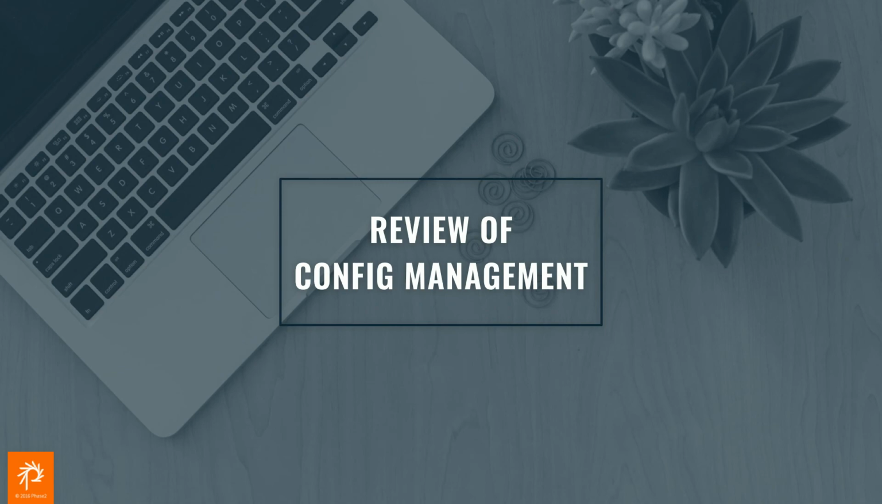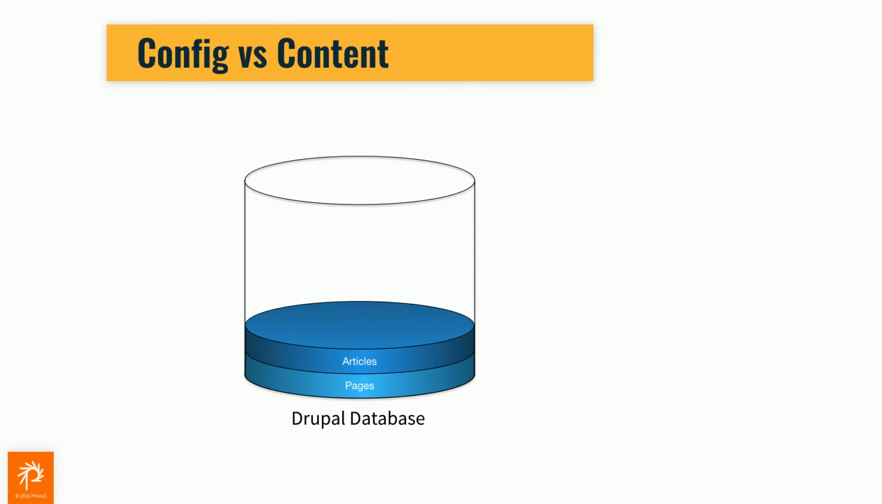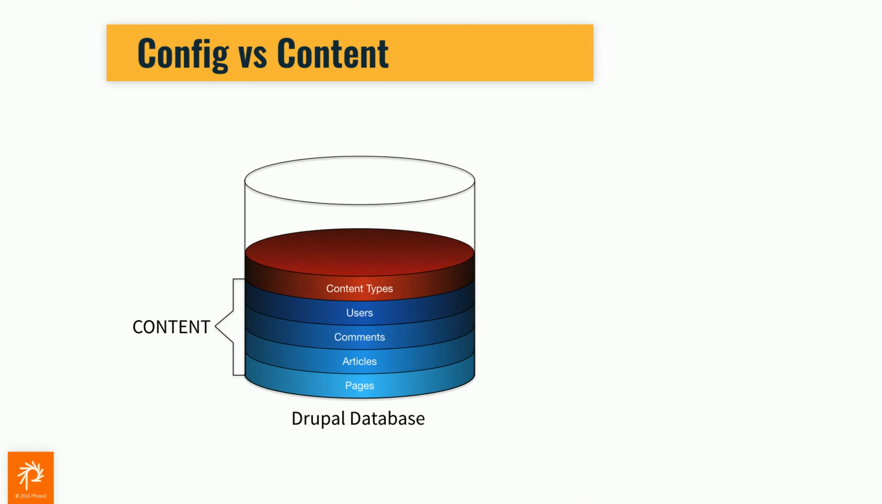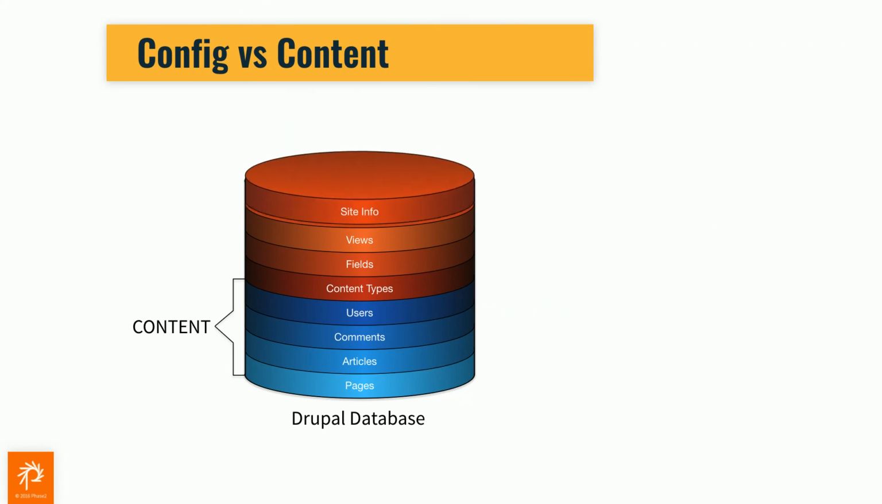So, quickly reviewing config management for people that are just starting out. You've got this big Drupal database, your big MySQL database, and there's all this stuff in it, right? Your pages and your articles and your comments and your users, and we call that content. That's the stuff that your users are putting on your site. And then there's all these other things in the same database: your content types, your fields, your views, all the miscellaneous site information, checkboxes, all the stuff that you do in the admin interface to customize your site. And we call that config.